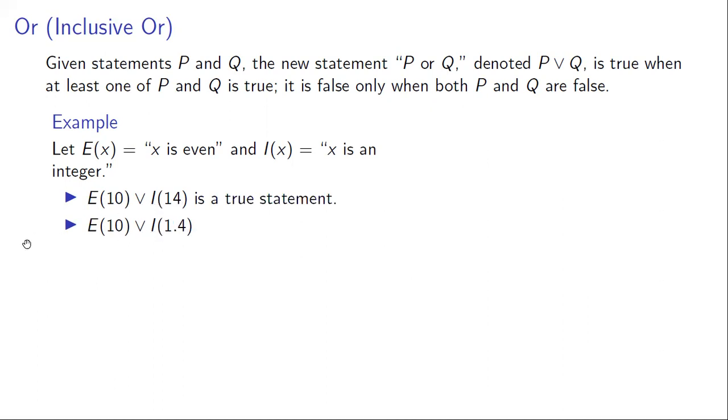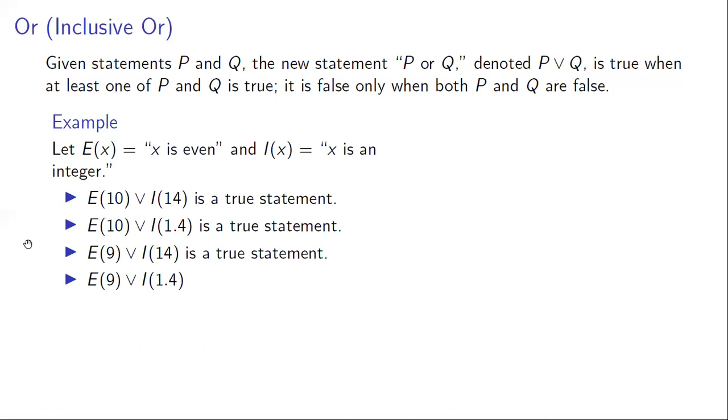How about this? Here the first one is true, the second one is not true, but at least one of them is true, so it's a true statement. How about this? Here the first one is false, but the second one is true. So at least one of them is true, so this new statement is a true statement. How about this? Here, both parts are false. So here is the case where it is false.